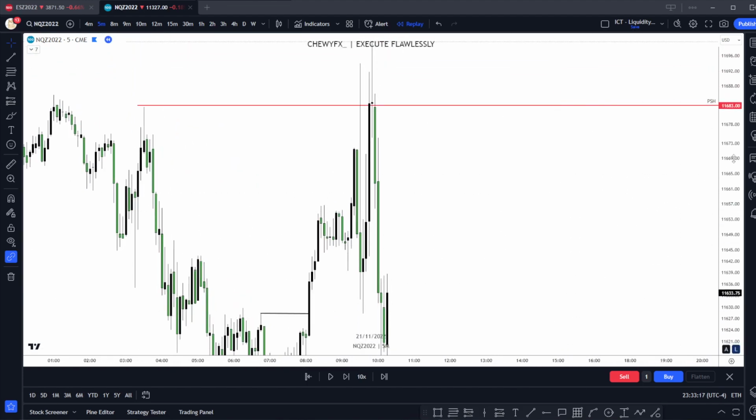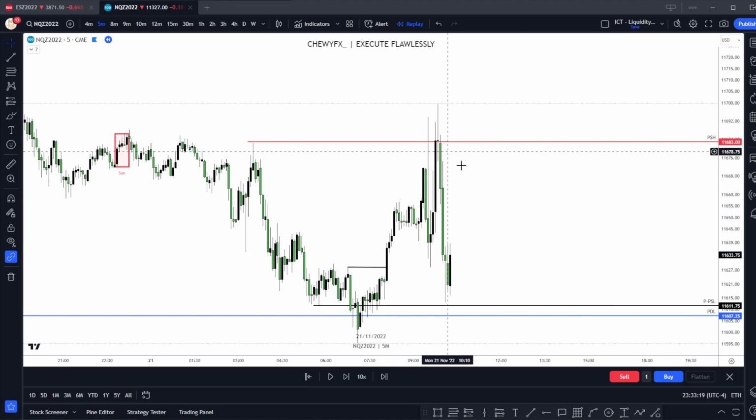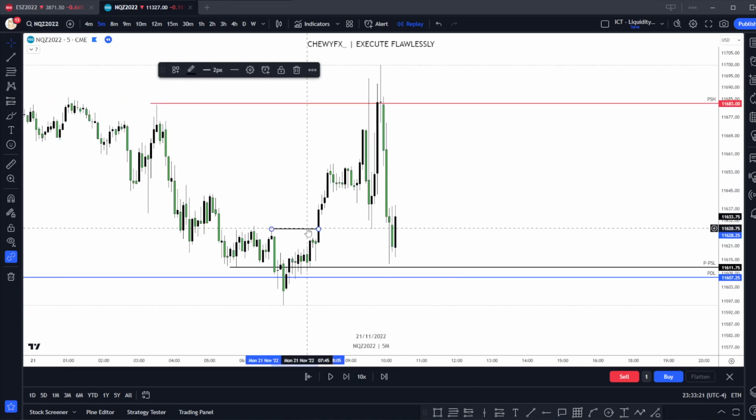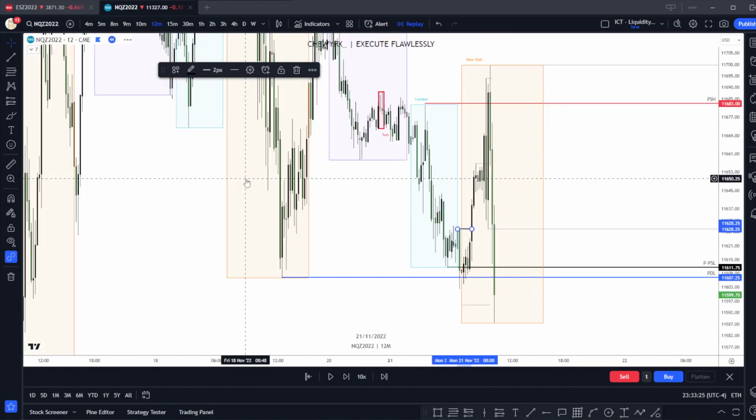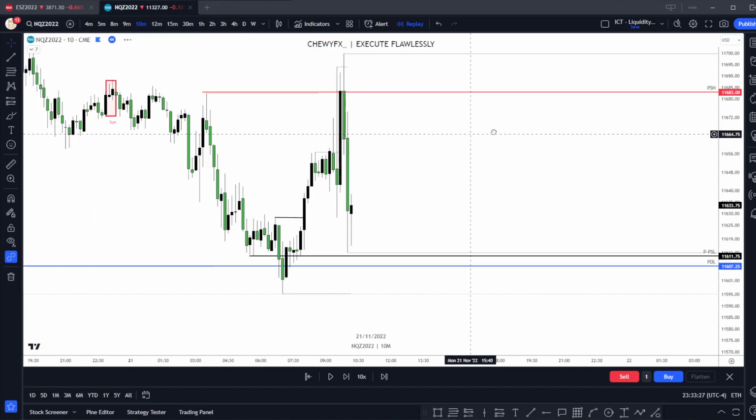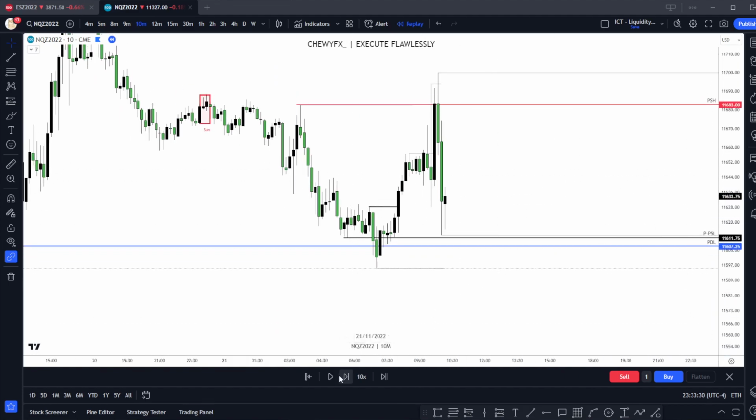And for very good reason. And see, we even swept the previous session high again. Let's just take a quick look here at the previous... Yeah, it's the previous day low. Okay. Let's see what happens.